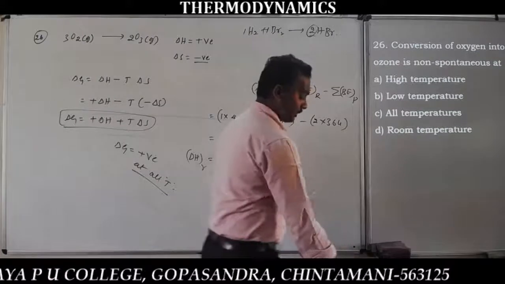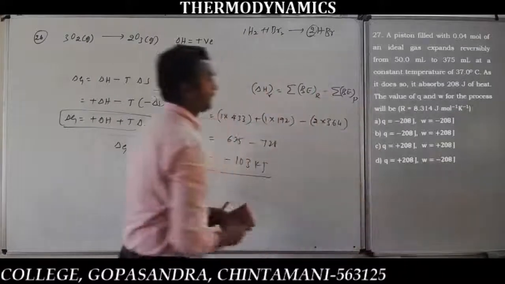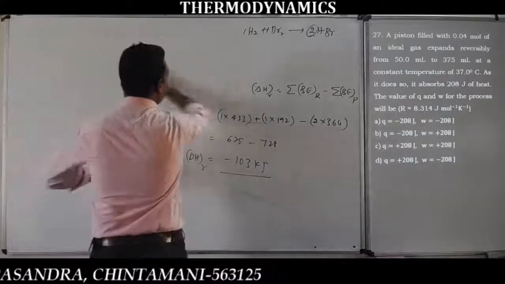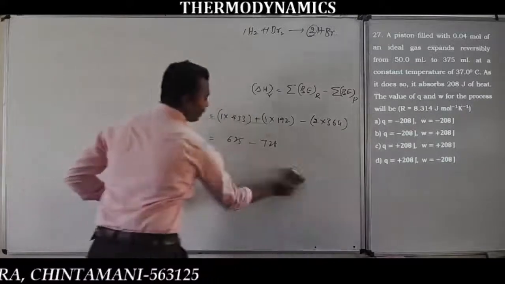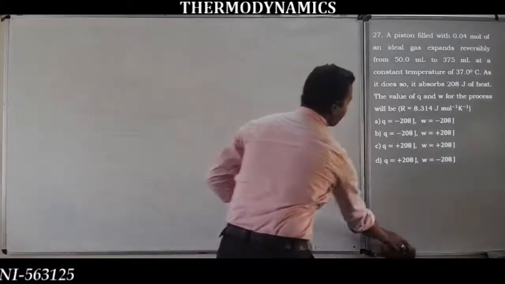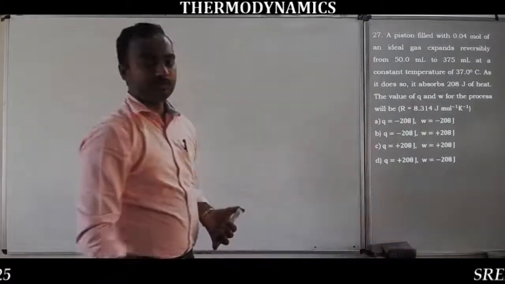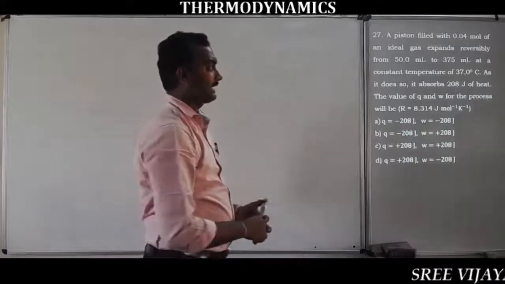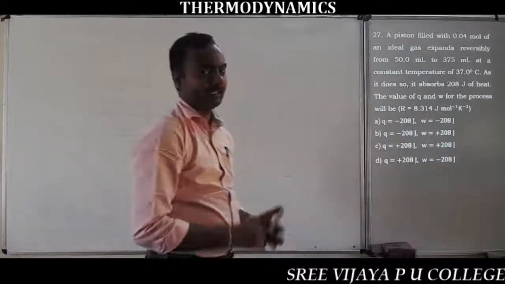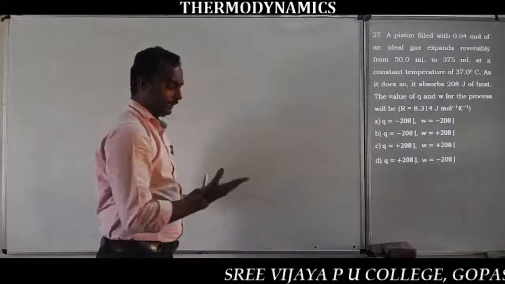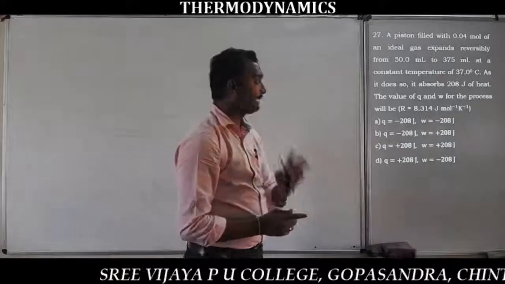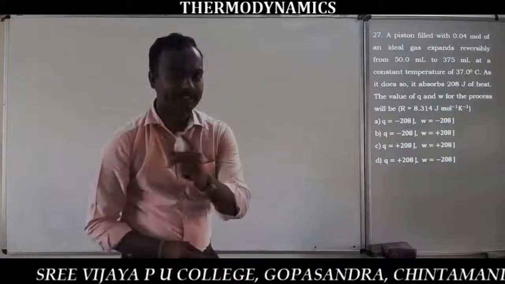So that's about question number 26. Next, 27. It looks like a big problem, but the answer is very easy to identify. A piston filled with 0.04 mole of an ideal gas expands reversibly from 50 ml to 375 ml. It expands, the volume has increased, at a constant temperature of 37 degrees Celsius. As it does so, it absorbs 208 joule of heat.